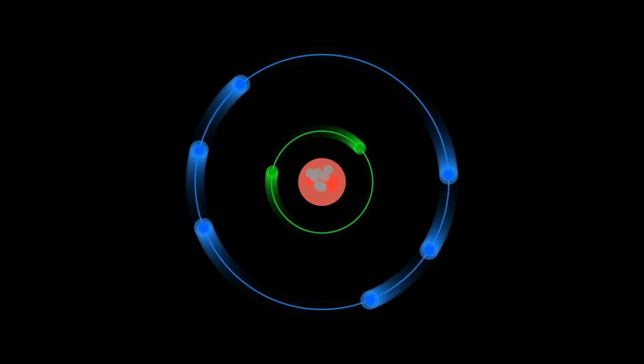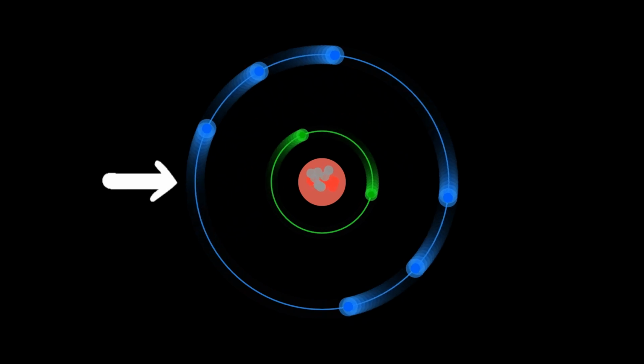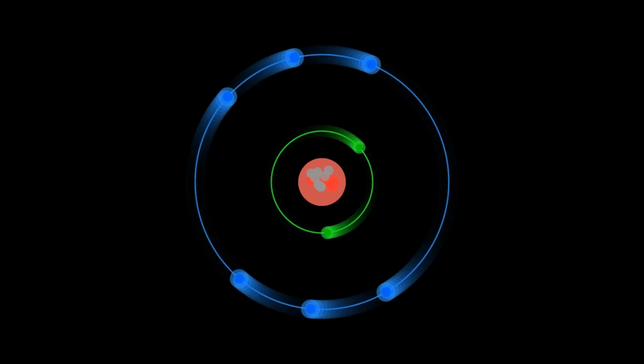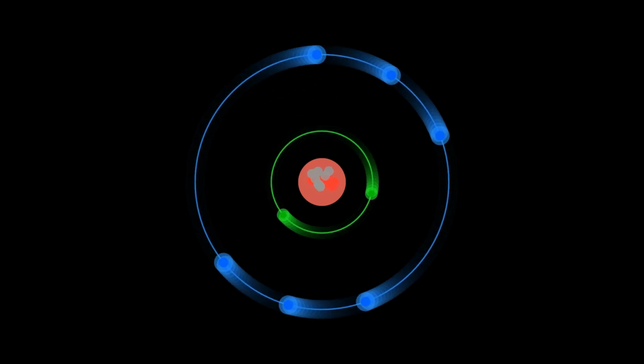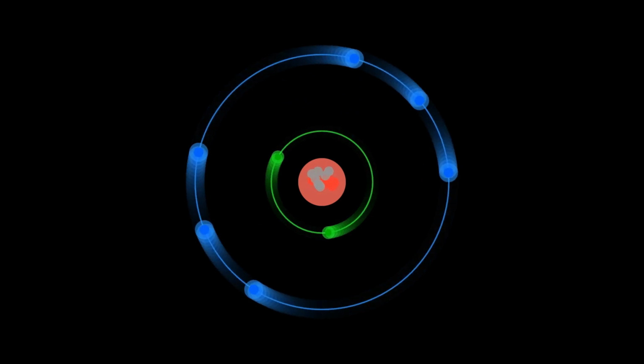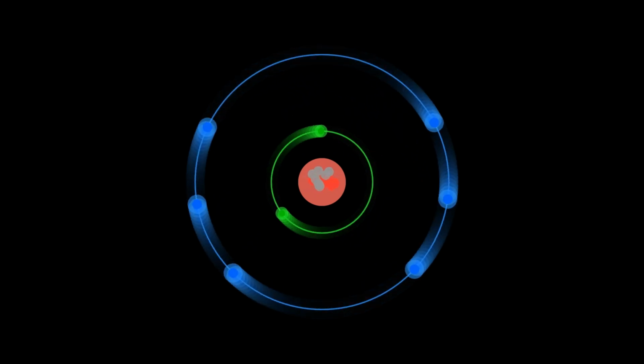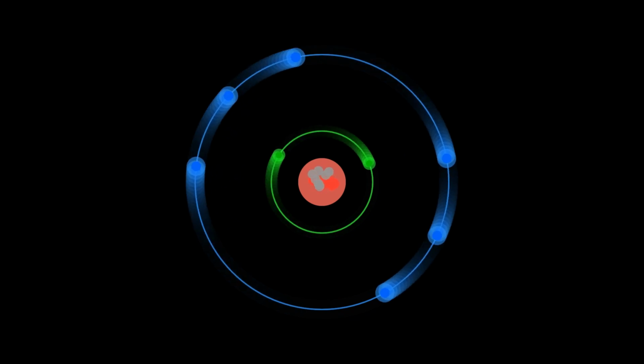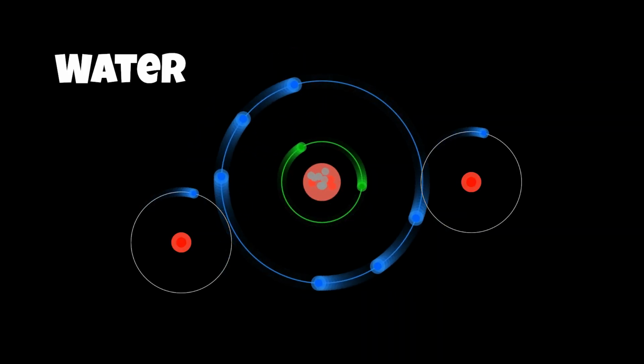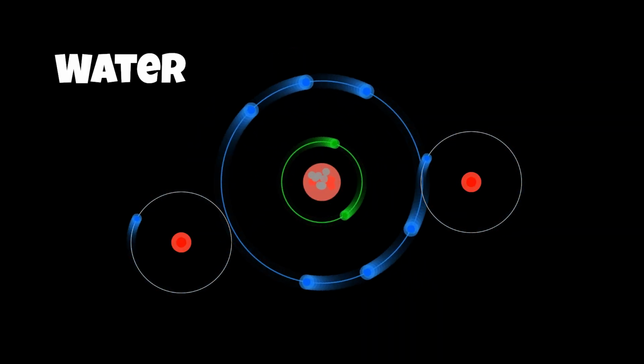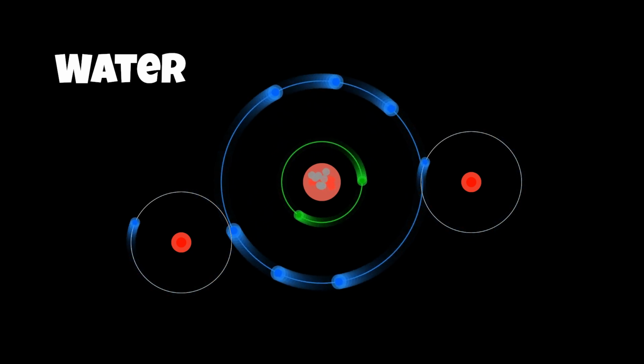Now look at the blue dots on this wider orbit. That's the second shell, with 6 electrons. It's split between the 2s and 2p orbitals, but for simplicity, we're showing them circling together. These outer electrons are key. They're what make oxygen reactive, like when it bonds with hydrogen to form water.